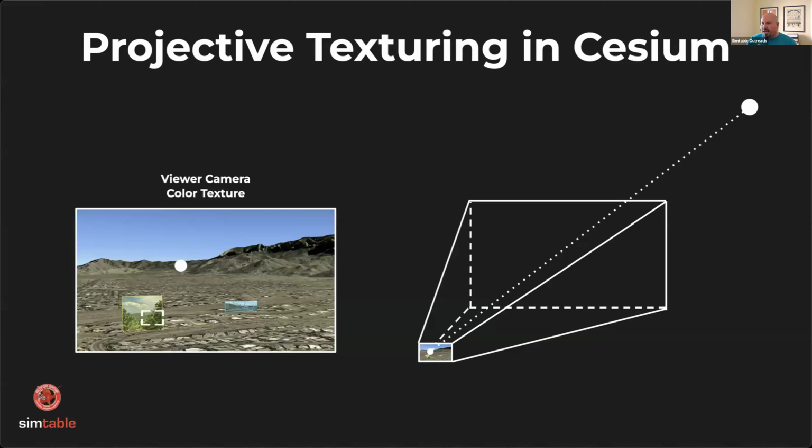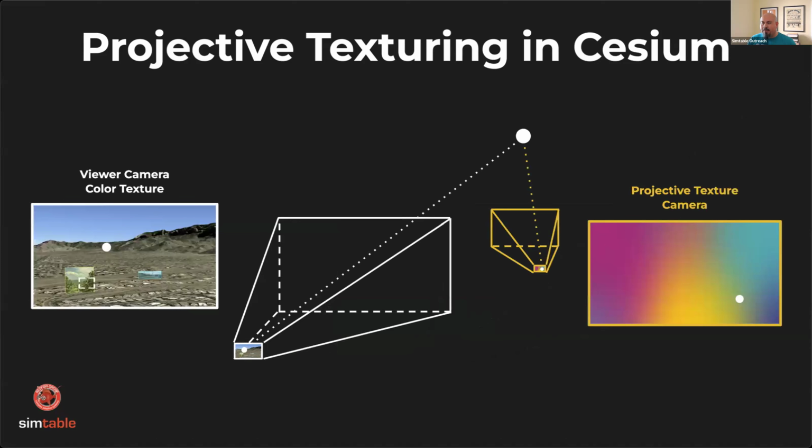So now that we have this world coordinate, we go back to the viewer camera. Since we know where that is located, and determining its relationship to the projective texture, we can basically determine whether or not, given the projective texture camera here on the right, and the reprojection, that point is located within the UV space of the camera.